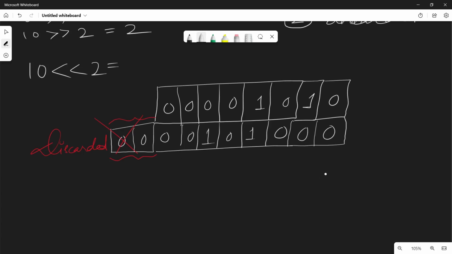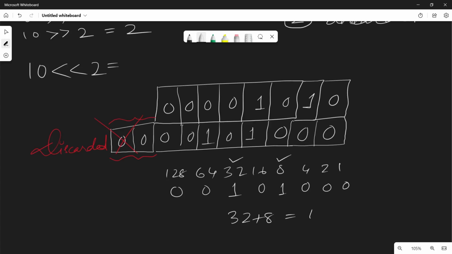So let me give you a simple example. I know the answer is 40, but for you, I will just write it like this: 1, 2, 4, 8, 16, and 32. So I will only take the bits like this, and let me write 64 and 128. So 0, 0, 1, 0, 1, 0, 0, 0. So we only have to add 32 plus 8, so it is 32 plus 8, that is 40.